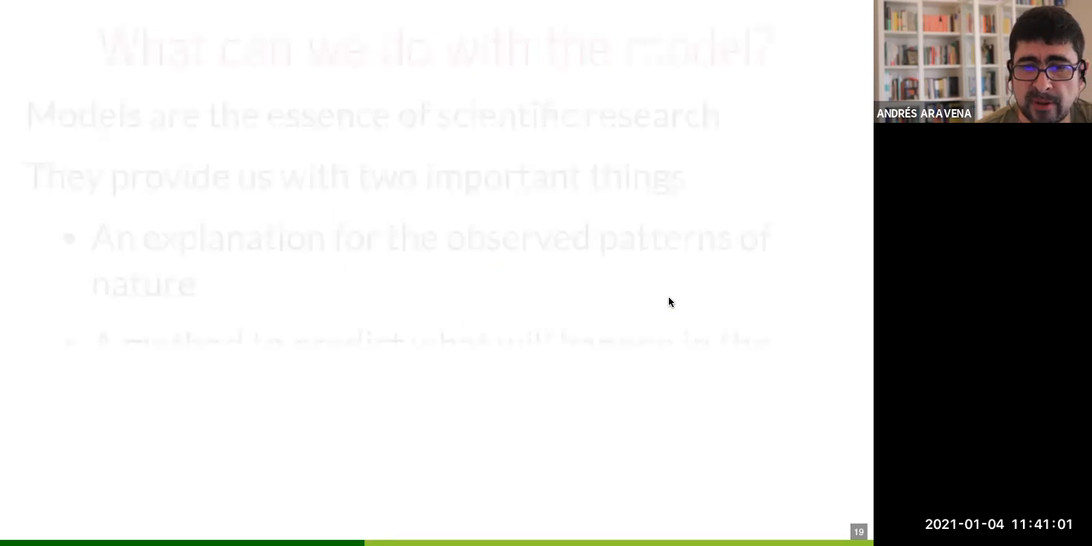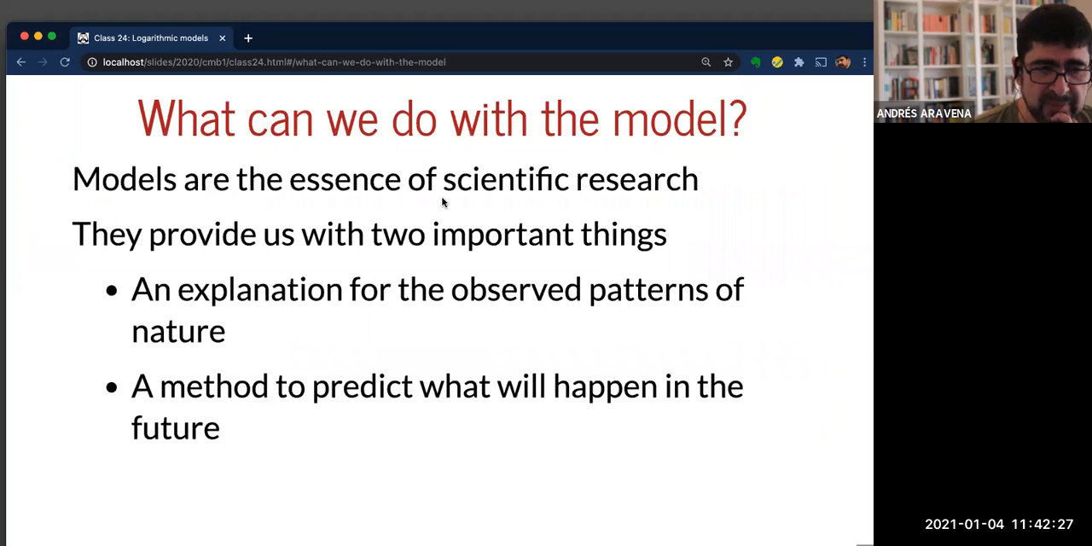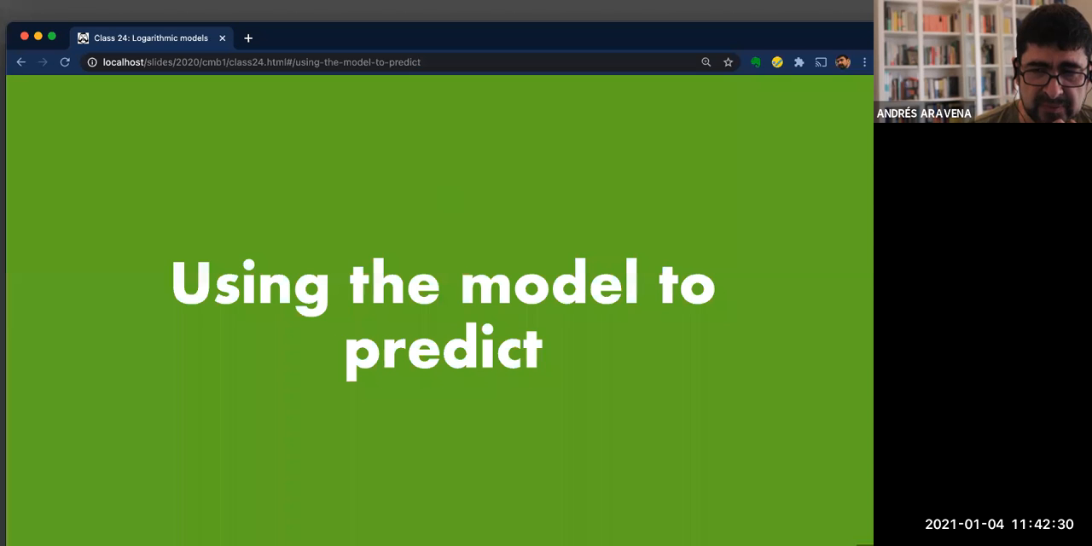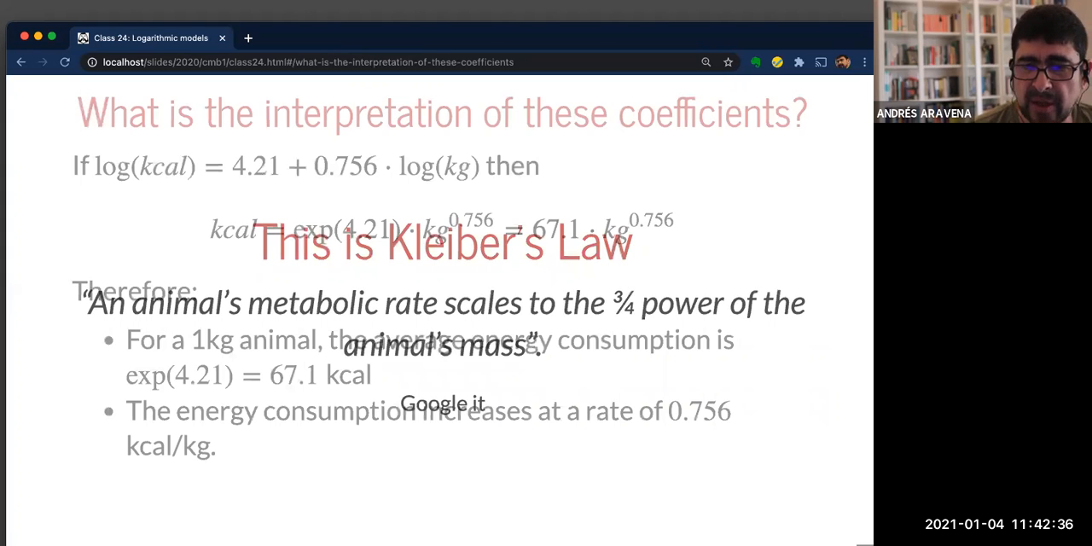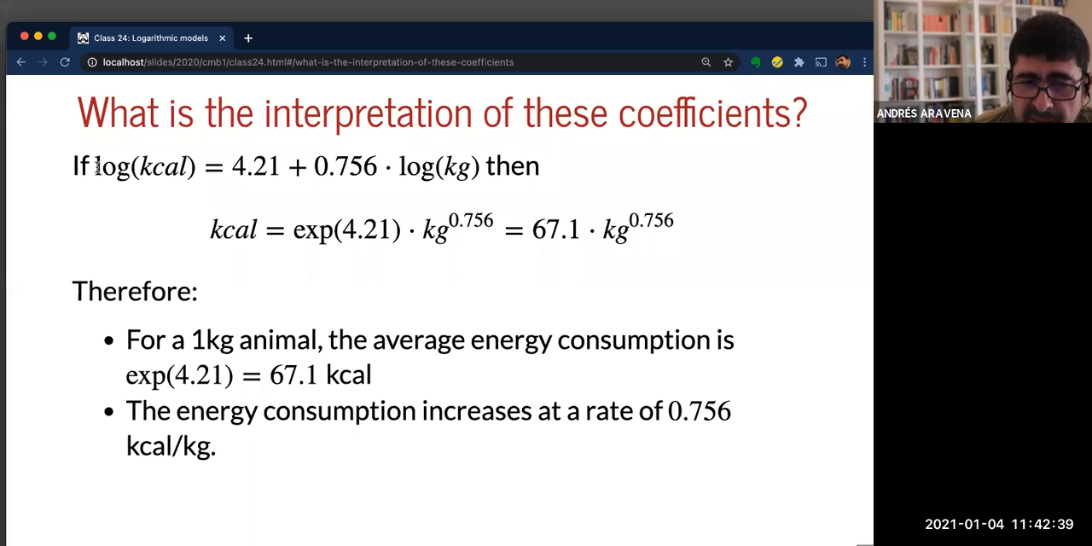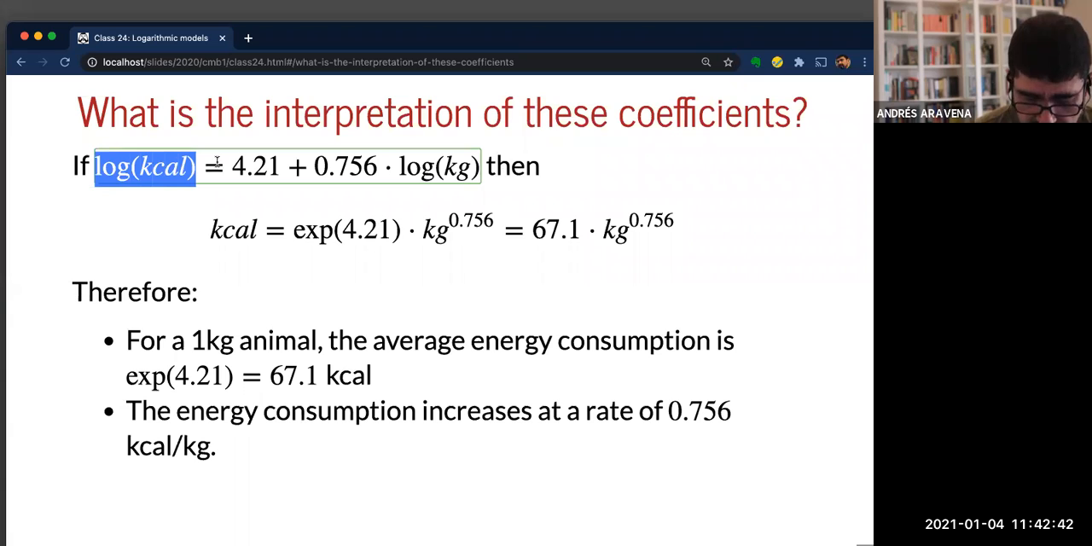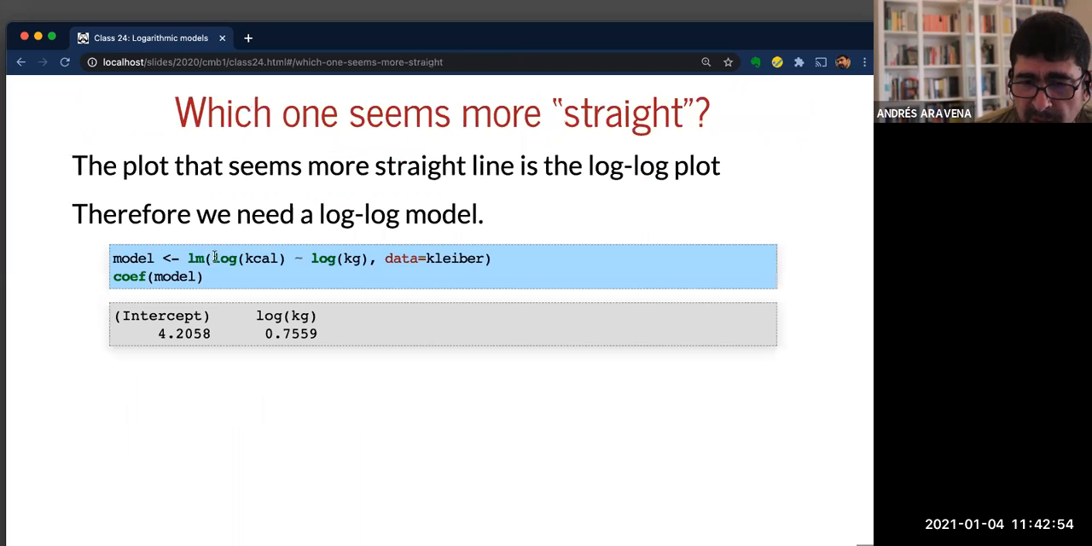Let me show you again the model. I'm going back. So Kleiber's law is okay. This is the model: logarithm of kilocalories depending on logarithm of kilo. Since this is the model that we fit here, the model is logarithm of kilocalories versus logarithm of kilo. Now the data include the kilo, but the system is smart enough to take the logarithm to make the prediction.